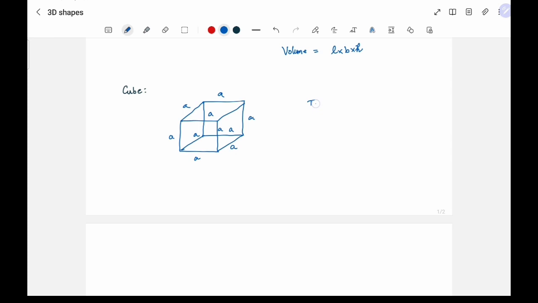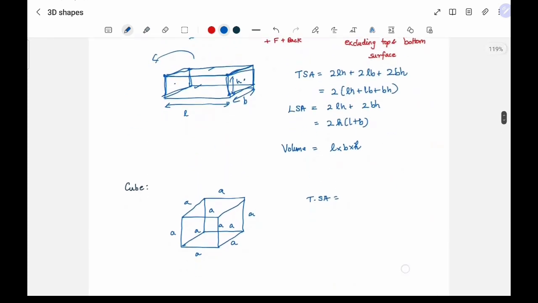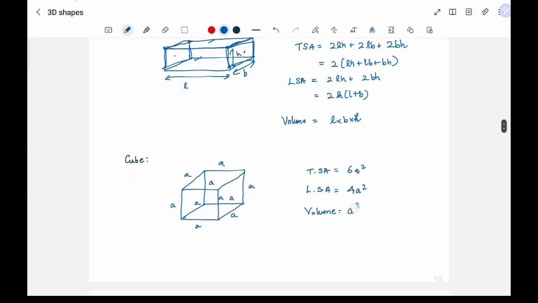Okay, so what will be the total surface area? It's just substituting A here, right? So 2 into 3A square, which is 6A square. What about lateral surface area? 2 into A square plus 2 into A square, which is 4A square. And volume is A into A into A, A cube.